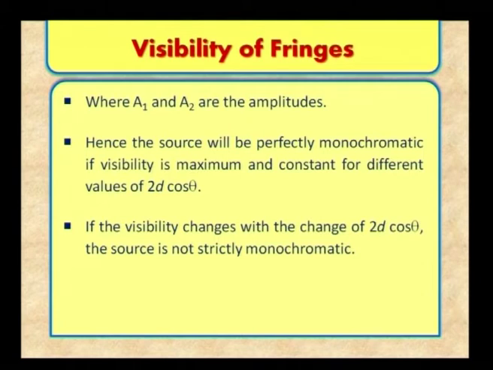Hence, the source will be perfectly monochromatic if visibility is maximum and constant for different values of 2d cos theta. If the visibility changes with the change of 2d cos theta, the source is not strictly monochromatic.